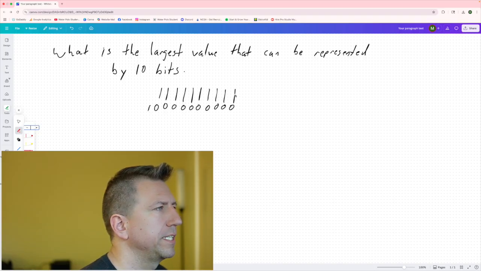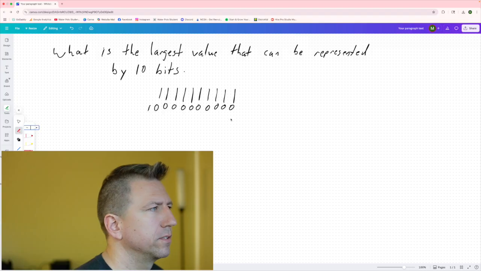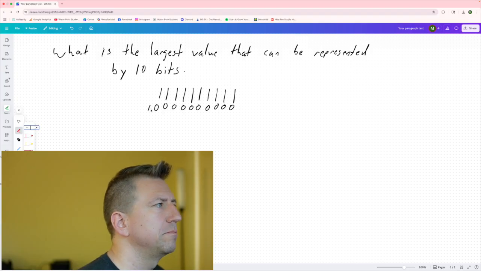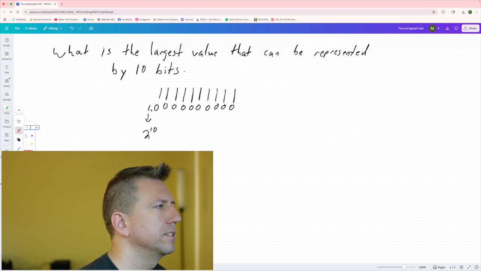So if I add 1 here, then all these flip to 0 and we get a 1 in the next place. And so this would require an 11-bit number. But we're going to take that lowest 11-bit number, subtract 1 from it, and then we'll get the highest 10-bit number. And so this right here is 2 to the 10th.